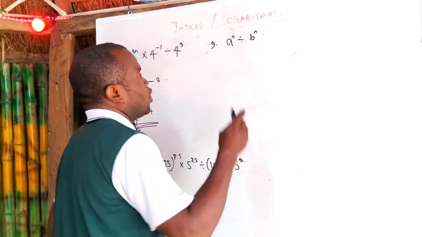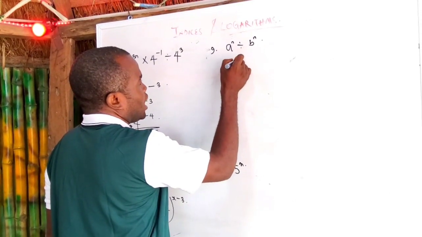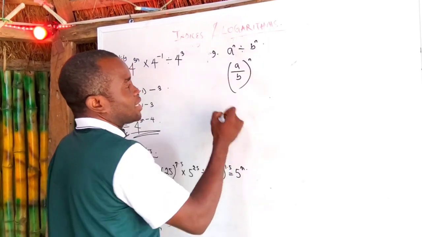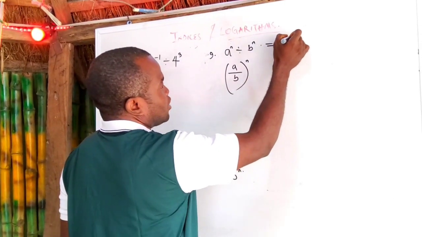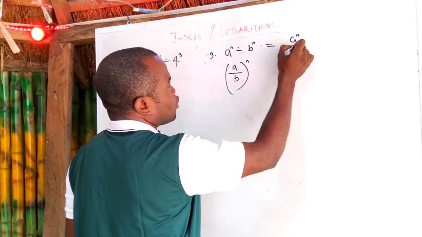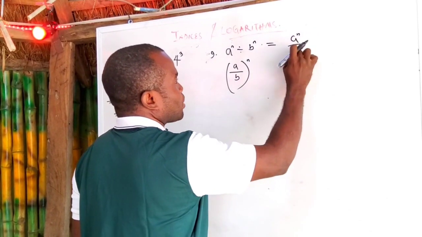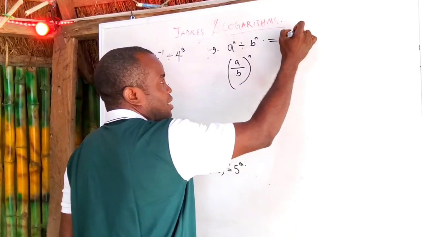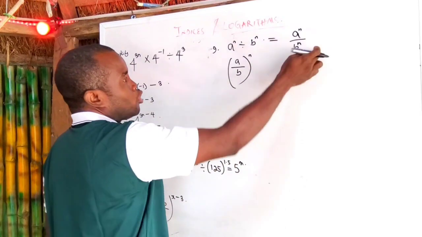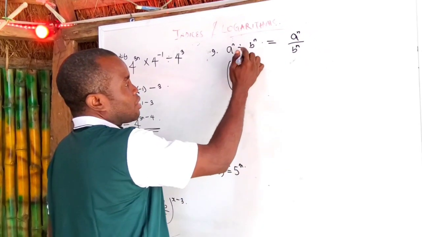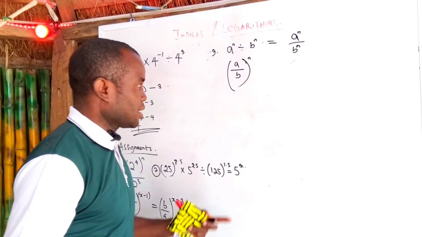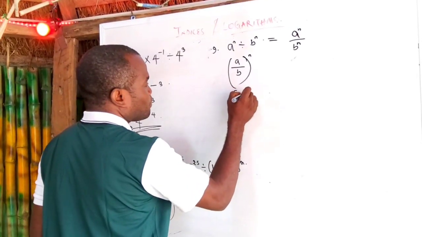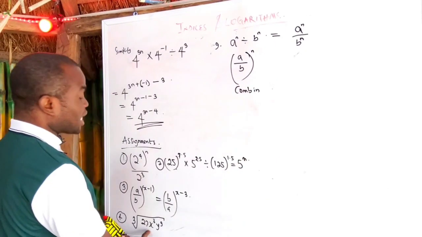All you need to do is just say a all over b, but now the power is the same thing. You say a raised to power n all over b raised to power n. The powers are the same, but the bases are not. So all you do is bring this into this, then put the power as the same thing. All right. Then now combining, let's go to this to give you an insight into how you solve this.